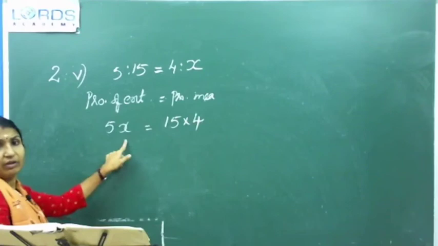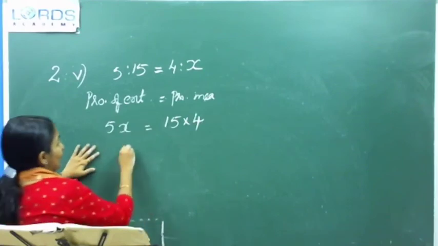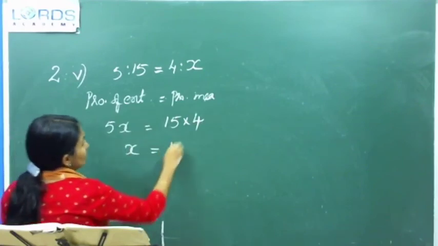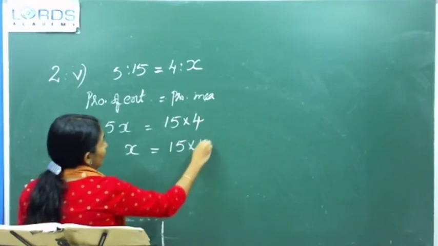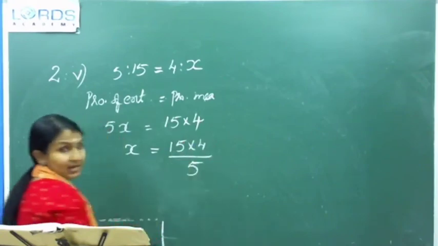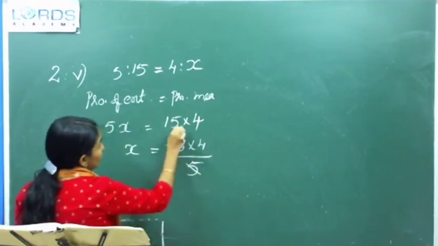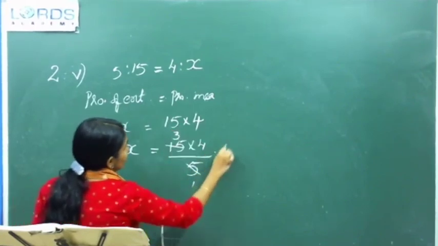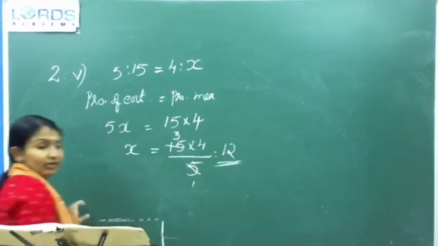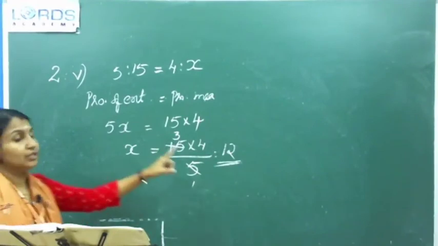Now, what is the next step? We want to find out the x. So, x is equal to 15 into 4 by 5. Now, 5 in 15, 3 times. Answer is 12. So, we got the value of x as 12.